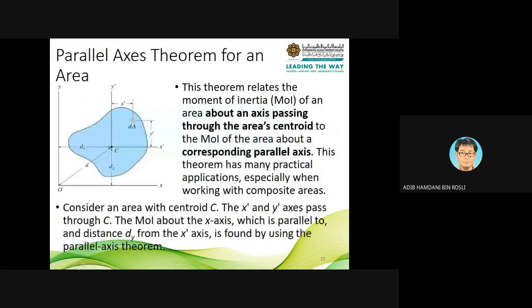Next, we go to 10.2, which is the parallel axis theorem for an area. So the idea here is you have this area, and you have this XY axis. For this area, you actually know where the centroid is, which is here. Can you see the centroid? At the centroid, we define your x prime and y prime axes, where the x prime axis is parallel to the x axis, and the y prime axis is parallel to the y axis. Is it okay? All right.